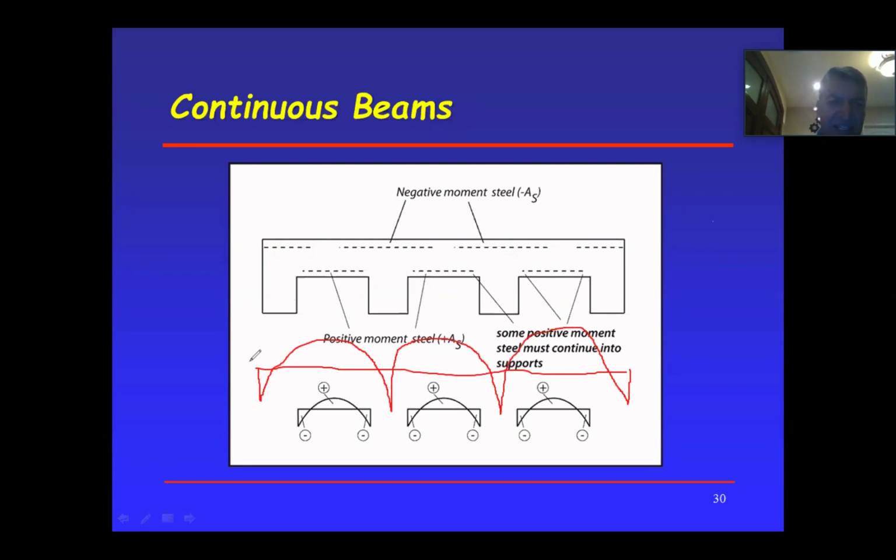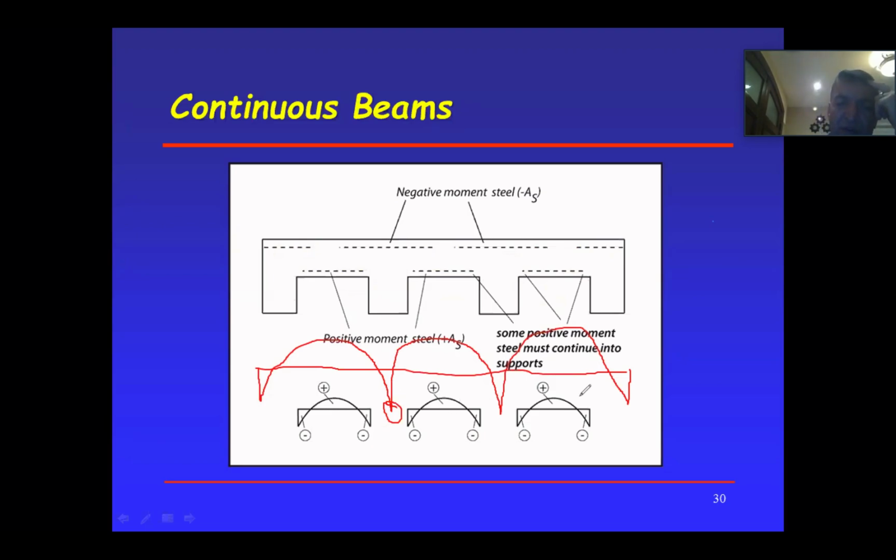Okay? See, there is a negative moment here. That negative moment requires steel right there. The first interior support, this guy, is usually the largest moment. By equation, approximately WL squared over 10, meaning W is the load on the beam and L is the span length. It gives you a very good estimate for that.